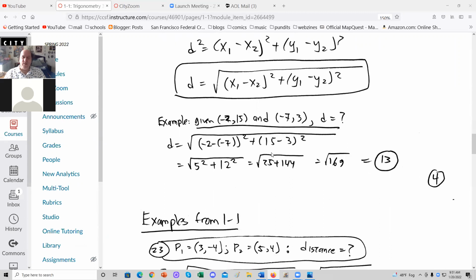Now, for example, here's a point -2 by 15 and -7 by 3. What's the distance between them? Okay, -2 minus -7, square that; 15 minus 3, square that. -2 minus -7 is -2 plus 7, which is 5, 5 squared. 15 minus 3 is 12, 12 squared. 5 squared is 25, 12 squared is 144. Their sum is 169. The square root of 169 is 13. So this relies on what's called a 5, 12, 13 triangle.